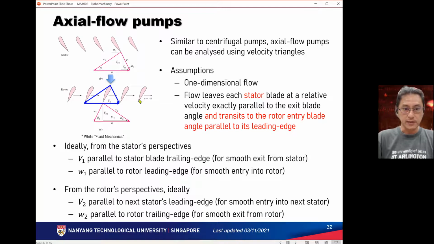Now, from the rotor's perspective, you want V2 to be parallel to the next stator's leading edge, because if there's a next stator, there's no guarantee there's going to be another stage of stator. But let's say for multi-stage compressors, you're going to have a row of stator, rotor, stator, rotor. You want to make sure that whatever flow leaves the rotor is going to enter the next row of stators nicely.